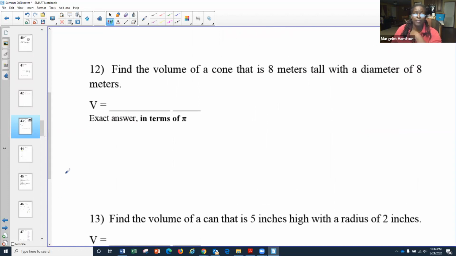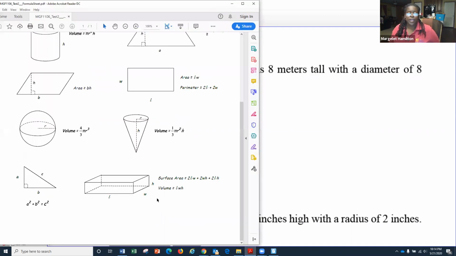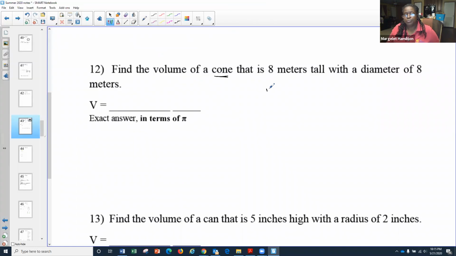All right, number 12 says, find the volume of a cone. We're looking at the cone now. That is 8 meters tall with a diameter of 8 meters. So let's go get the formula for the cone. Here we are looking at our formula sheet, and here's the cone right here. So the cone is 1/3 pi r squared h. So volume equals 1/3 pi r squared h.